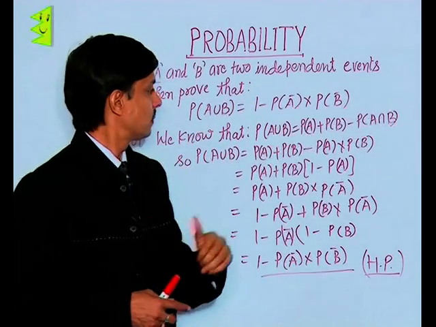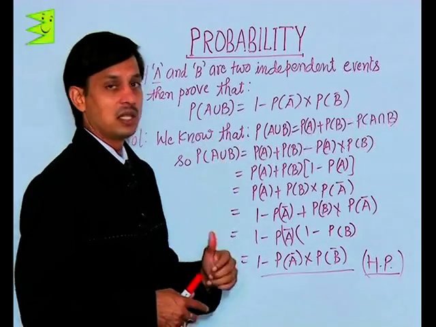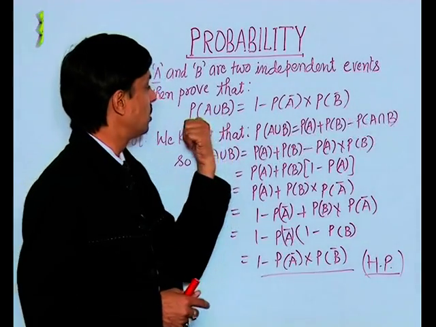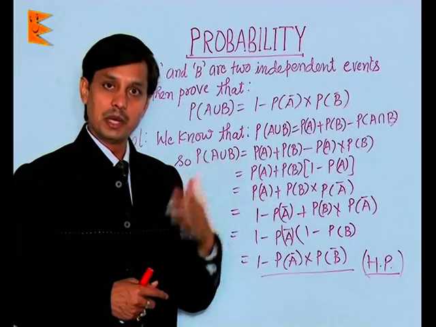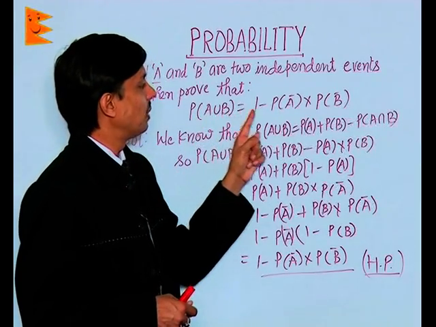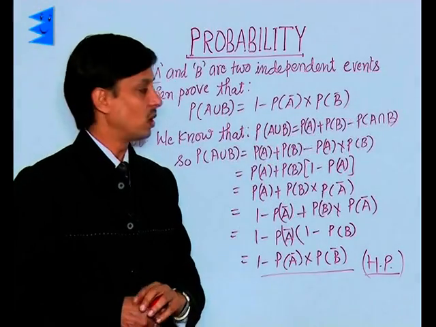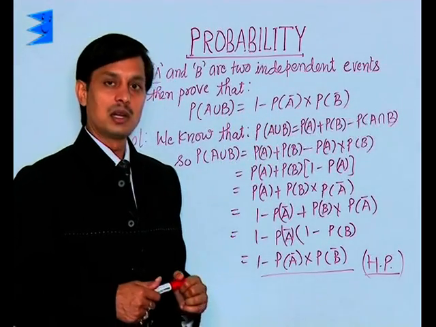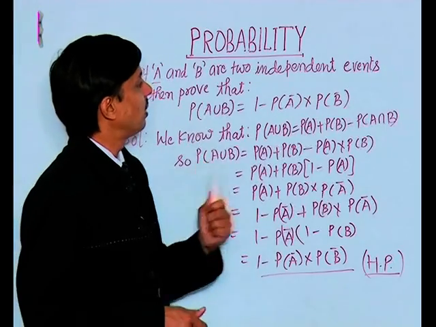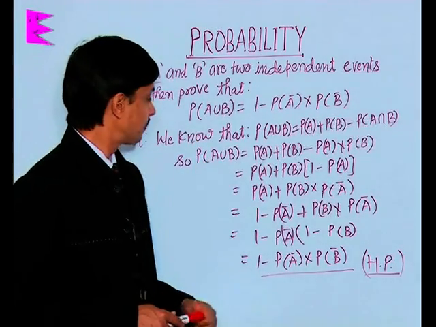If A and B are two independent events, then prove that probability of A union B, in the language of words, the probability of happening at least one of A or B, must be equal to 1 minus probability of A not into probability of B not. It is required to prove this under the given condition that A and B are independent events.